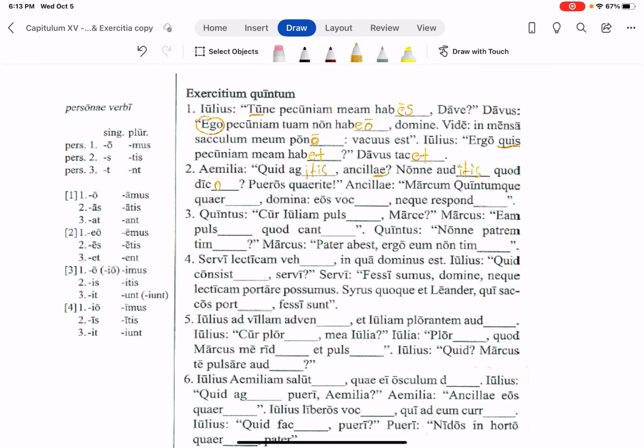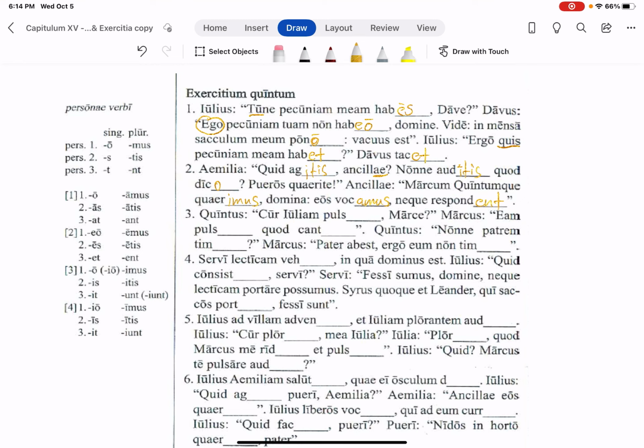And the ancillae respond, Marcum quintumque quaerimus. We are searching for Marcum et Quintum. Eos vocamus, right? We call them, neque respondent. And here, it's respondent because it's Marcus and Quintus who are not responding to the calls of the ancillae. So you're saying, we call them, we search for them, they don't respond. Respondent is third person, therefore.